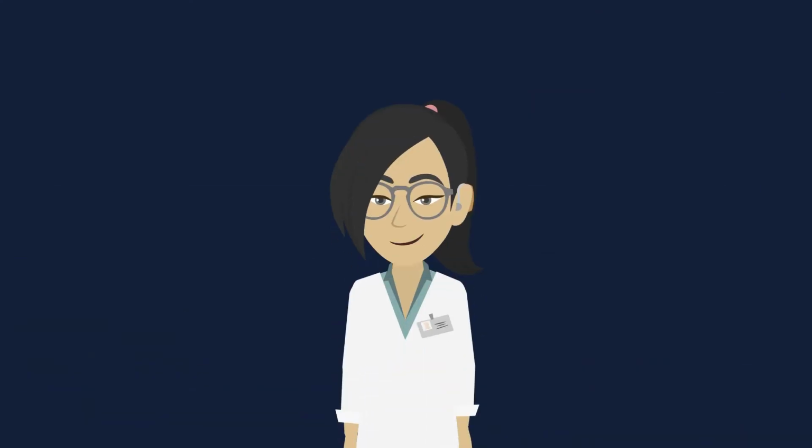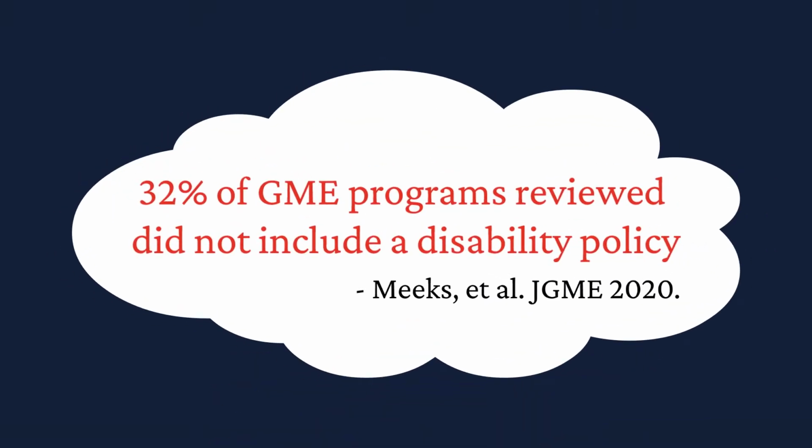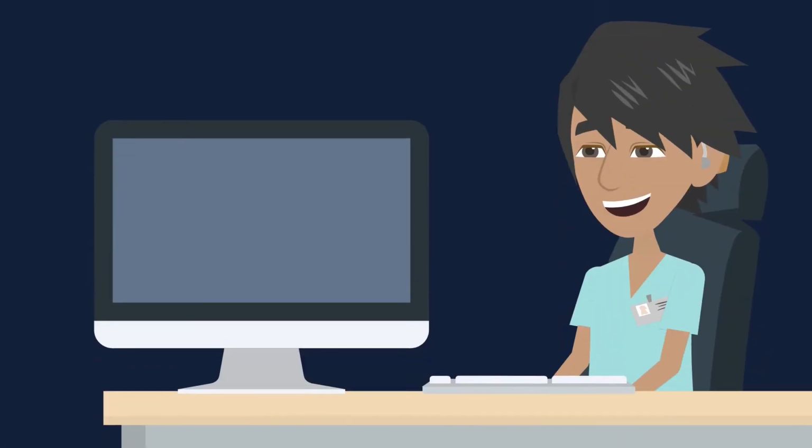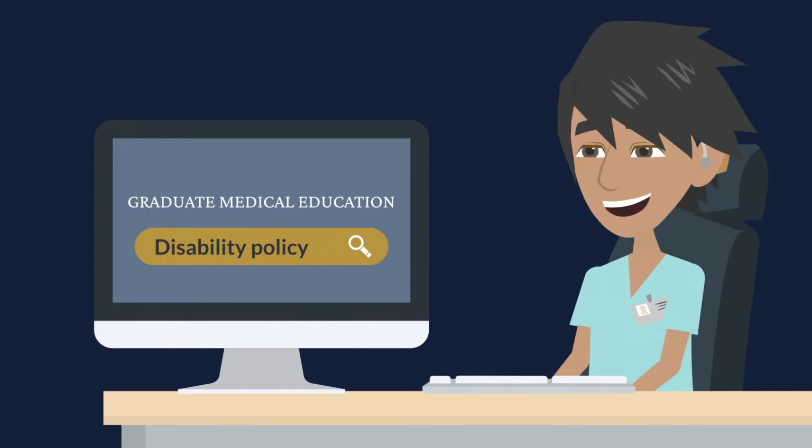Unfortunately, you may not get any information about the process. In fact, a 2020 study showed that 32% of GME programs reviewed did not include a disability policy, even though it is required by the Accreditation Council for Graduate Medical Education. You can also use the search tool on your institutional website to search for disability policy or accommodation policy. If you are unable to find this information in your handbook or online, you may have to contact the program and directly ask for information.